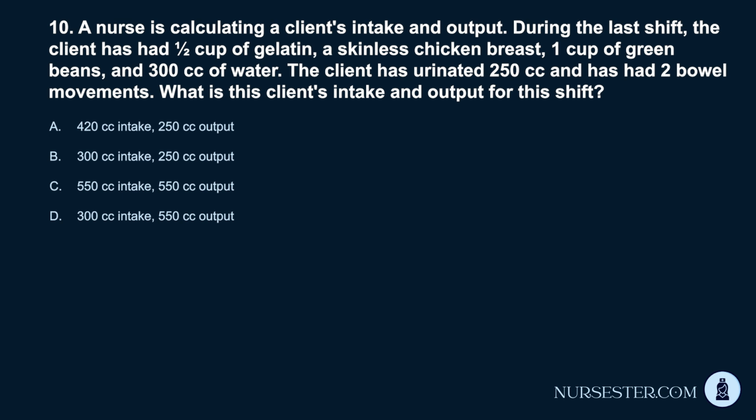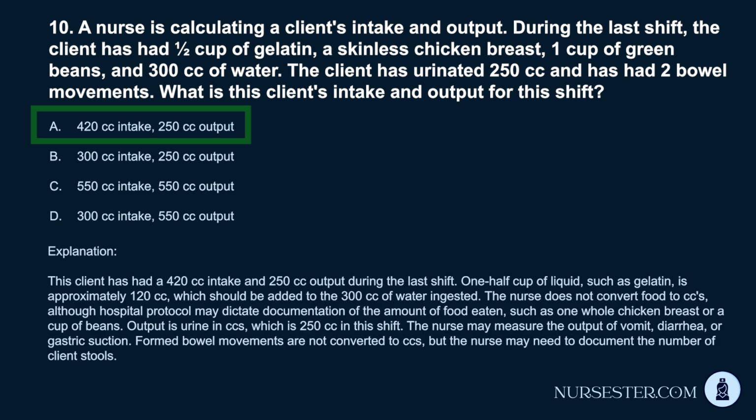A. 420 cubic centimeters intake, 250 cubic centimeters output. B. 300 cubic centimeters intake, 250 cubic centimeters output. C. 550 cubic centimeters intake, 550 cubic centimeters output. D. 300 cubic centimeters intake, 550 cubic centimeters output. Correct answer: A. 420 cubic centimeters intake, 250 cubic centimeters output.